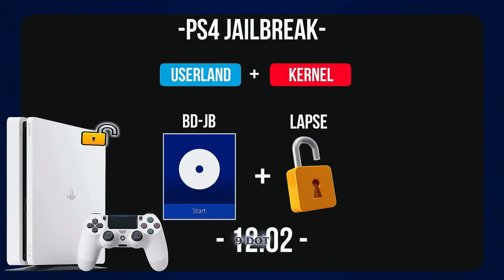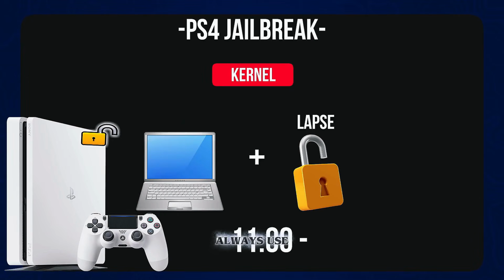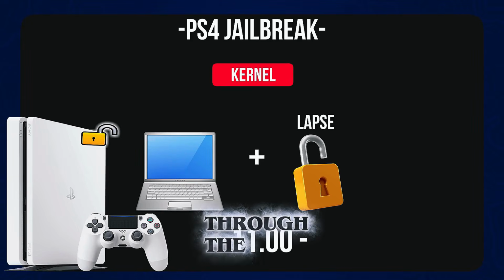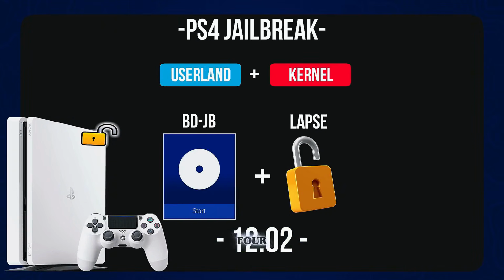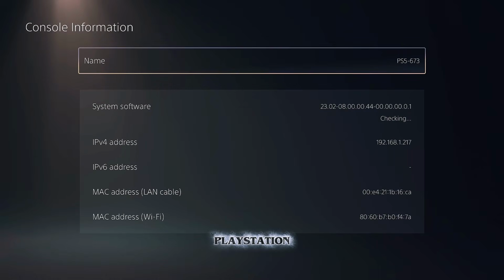Once you go past 9.60, the Blu-ray exploit, which works up to 12.02, is the best choice in my view. And if you don't have a working disk drive, you can always use the ppPwn exploit up to firmware 11.00 through the network connection. So those are my recommendations for the PS4, and if you're on a firmware higher than 12.02, then unfortunately you need to wait for new kernel exploits to release to be able to jailbreak those higher firmwares. But now let's go ahead and dive into the PlayStation 5.